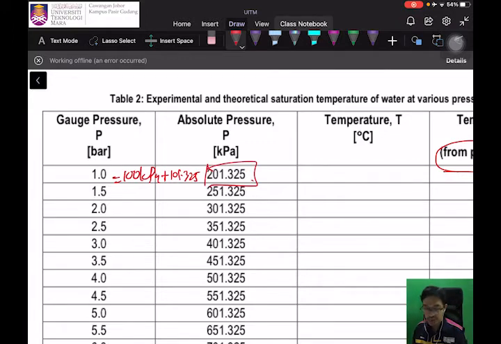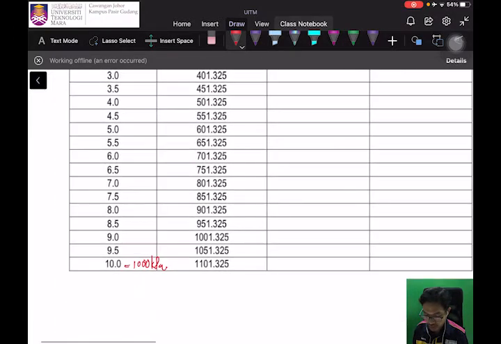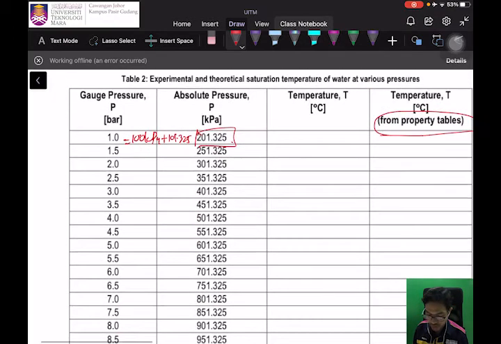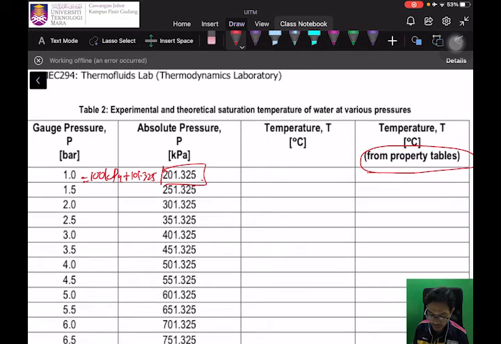It has already been calculated for you, so you just need to check whether it is true or not. Alright, the highest one here is 1101.325 kPa. I will take one value here. Let's say I want to get the saturated temperature for 201.325 kPa. If you run the experiment, you will have a temperature here, let's say 101 degrees Celsius. Sorry, this one is not logical if you get 201. Let's say this one is basically 120 degrees Celsius.